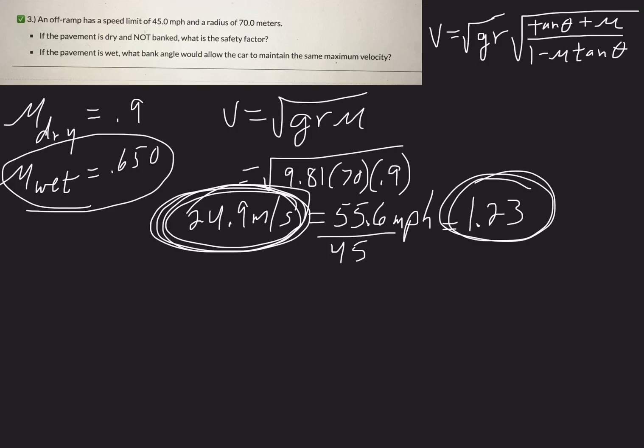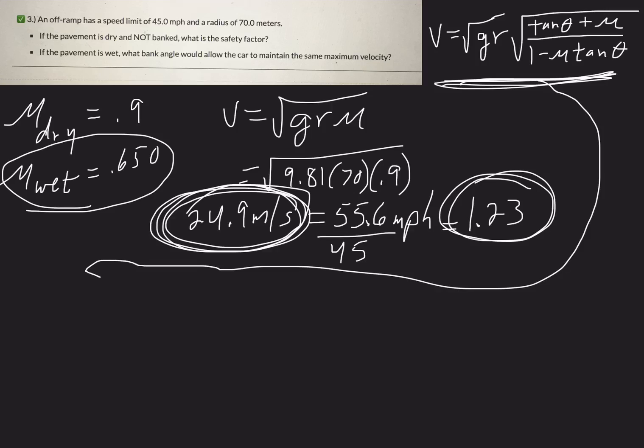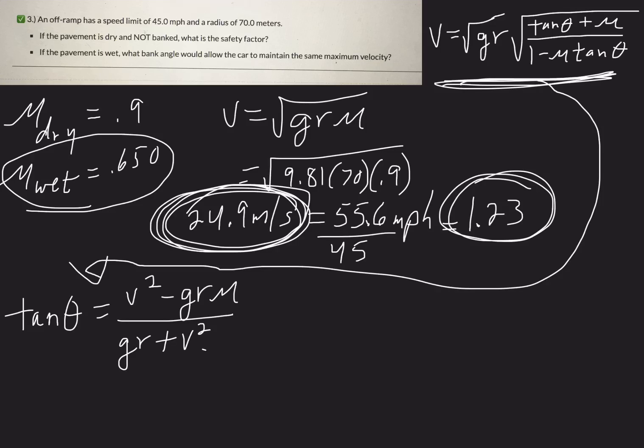So we're going to have to use this equation up here, but we're going to have to derive it for the angle. If you watch the first video on the website, that's the first video where I show you how to derive that. So we're taking this and we're going to derive it, and you should watch that video. And what we got was tangent of the angle equals v squared minus g r mu over g r plus v squared mu.